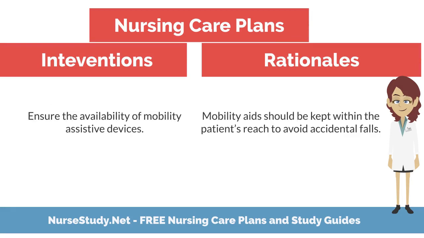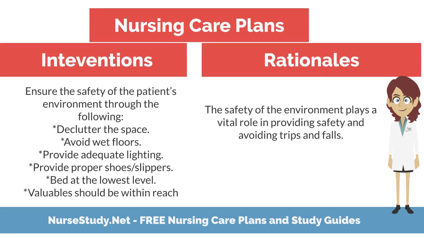Intervention: ensure the availability of mobility assistive devices. Rationale: mobility aids should be kept within the patient's reach to avoid accidental falls. Intervention: ensure the safety of the patient's environment through the following: declutter the space, avoid wet floors, provide adequate lighting, provide proper shoes and slippers, bed at the lowest level always, valuables should be within reach. Rationale: the safety of the environment plays a vital role in providing safety and avoiding trips and falls.